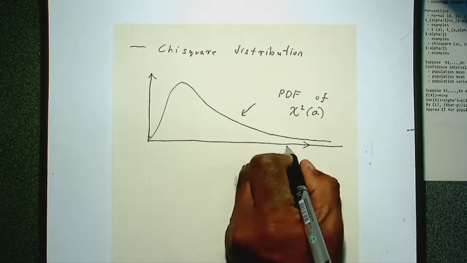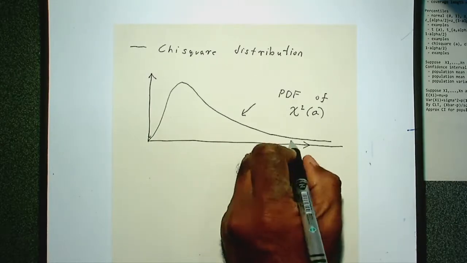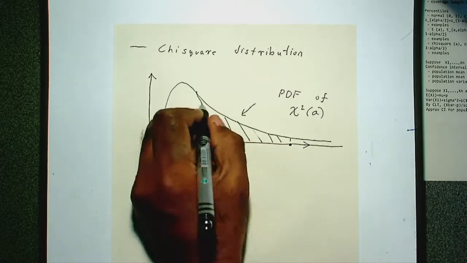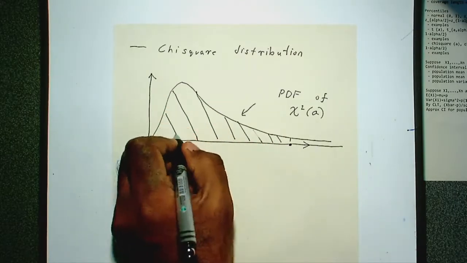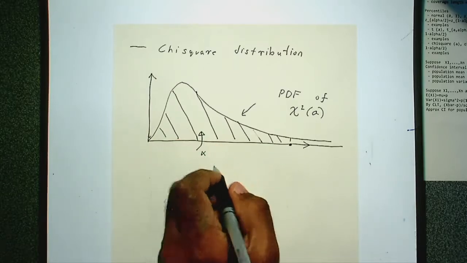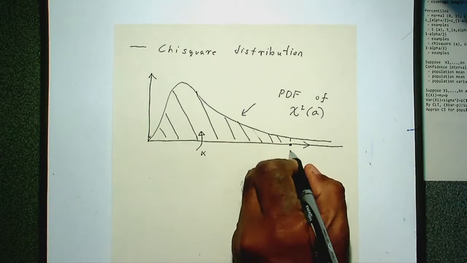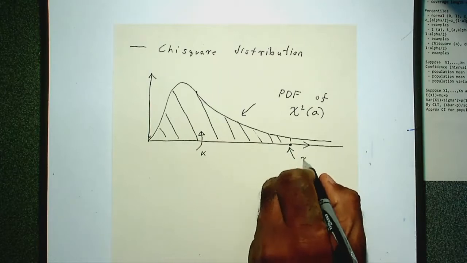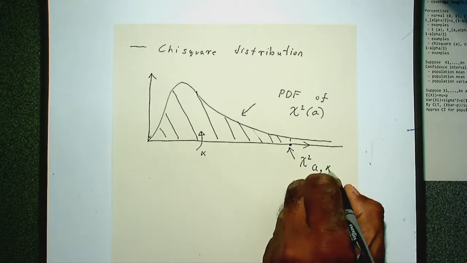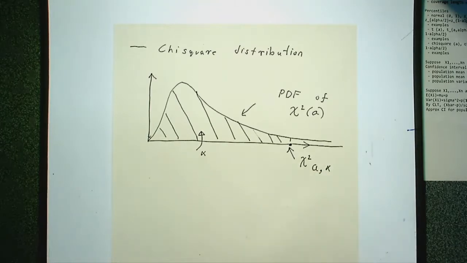So suppose this area here is equal to alpha. In this case, this point here will be denoted by chi squared with a degree of freedom and alpha to the left, right? So remember always, it's the area to the left that counts, right? Alpha corresponds to the area to the left, right?